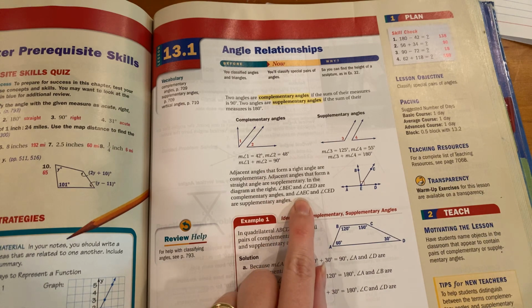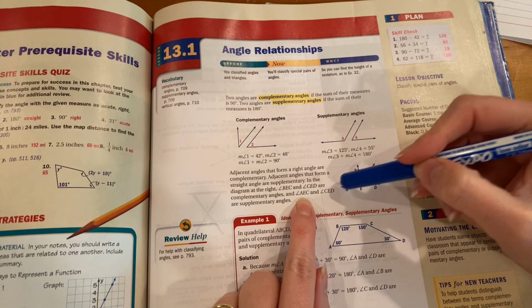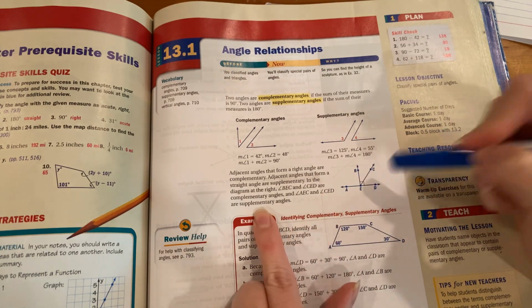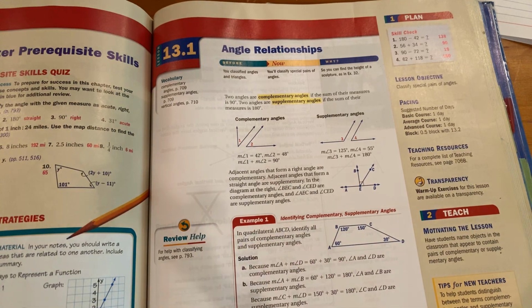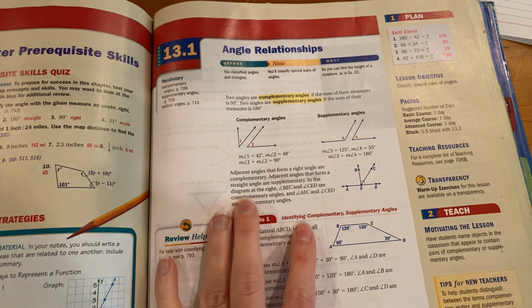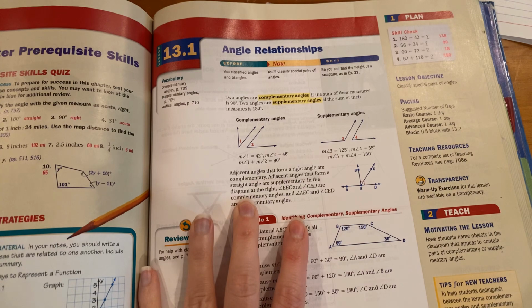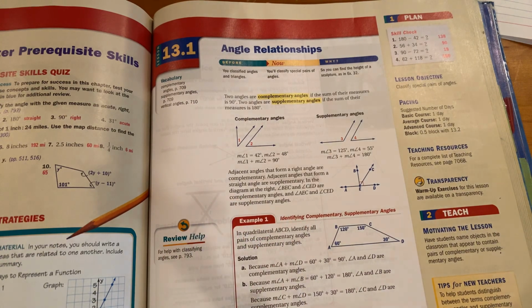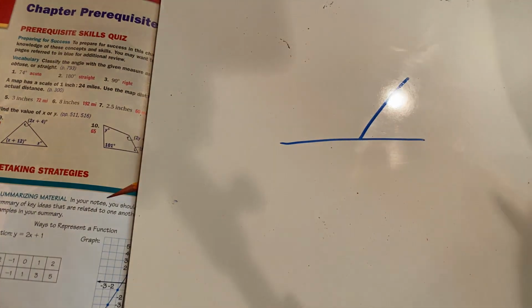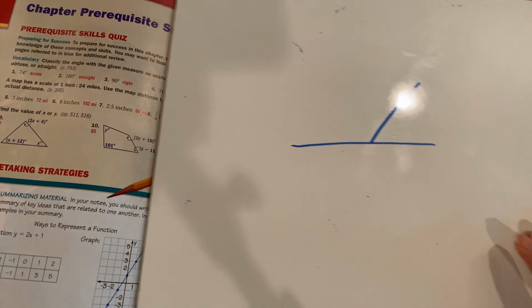And then they say AEC and CED are supplementary. Remember, supplementary means it adds to 180. And then they just said adjacent angles that form a straight angle are supplementary. So if we were to look at that one more time, they give us something like this. And we're ignoring the other lines in this particular one.